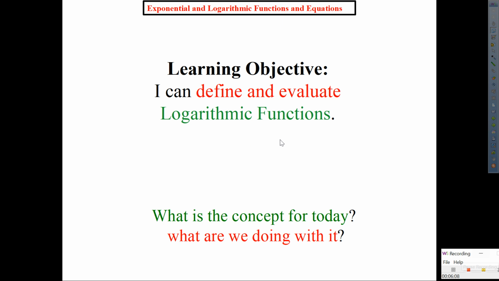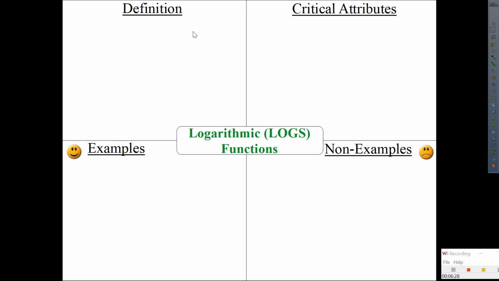Logarithmic functions, also known as logs, are the inverse of an exponential function. Let me repeat that again. Logs are the inverse of an exponential function. That's why we use the same base where it says b, and it has to be greater than 0, but it cannot equal 1.